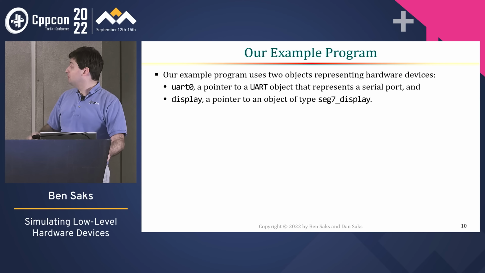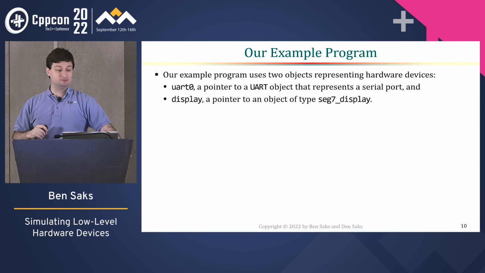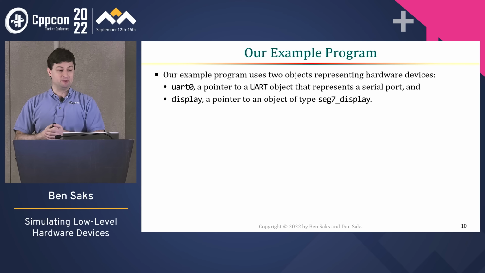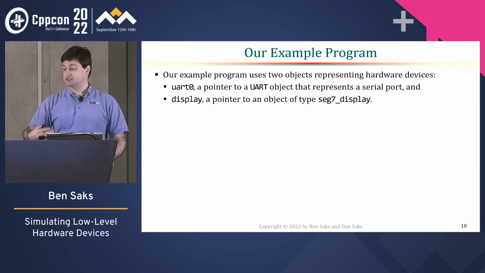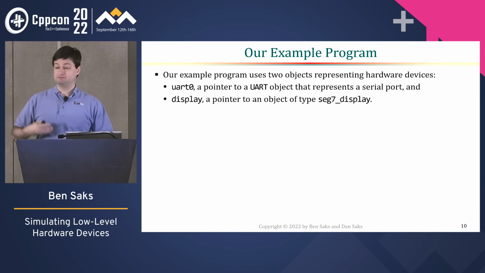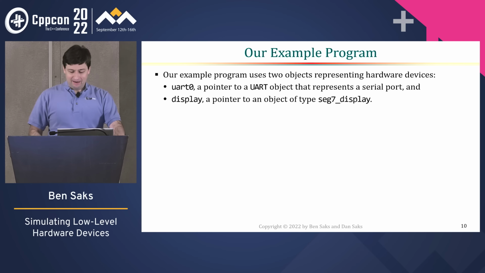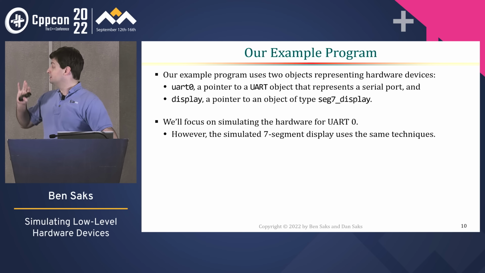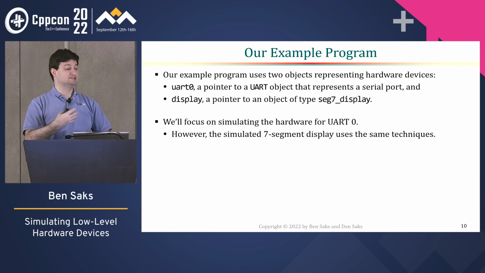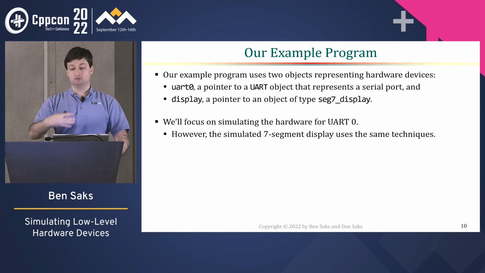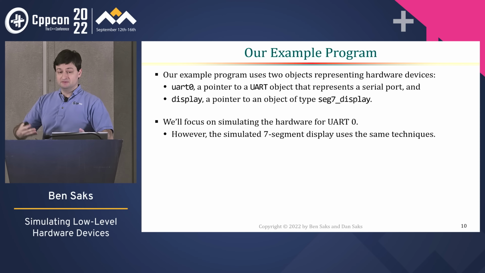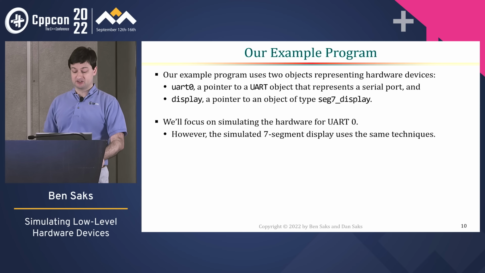Okay, so I'm going to have two primary objects in my program. UART0 is a pointer to an object of type UART, where UART is a class type that represents a serial port, and display, which is going to be a pointer to an object of type 7-segment display. Now I'm going to be focusing on the UART object in this talk because that's the one that's a little bit more complex, and so it demonstrates these principles and what we can do a little more effectively. But for the 7-segment display, the simulation uses essentially the same techniques.